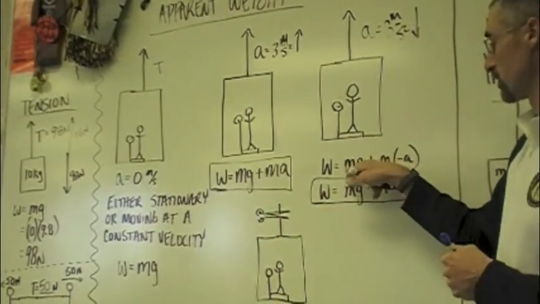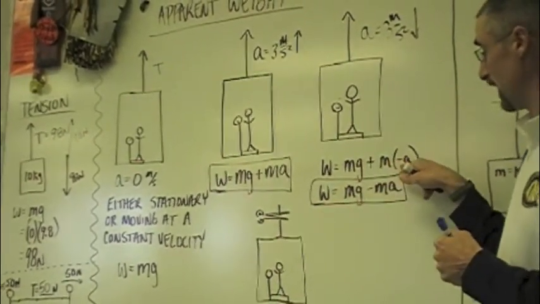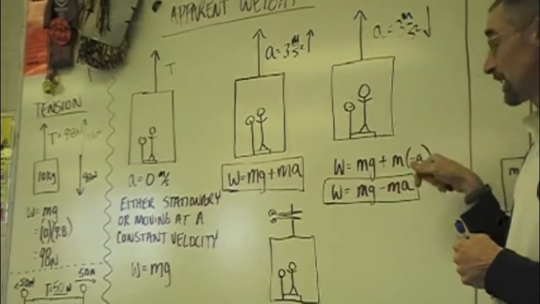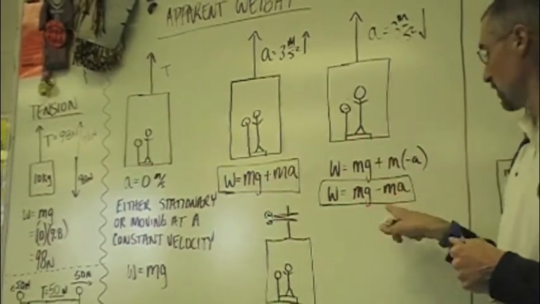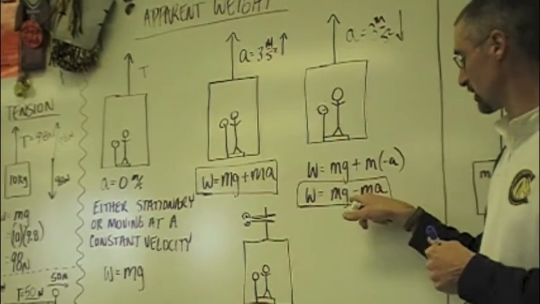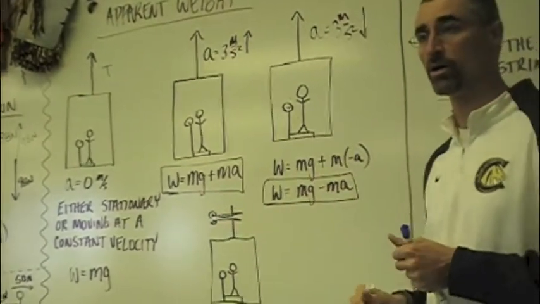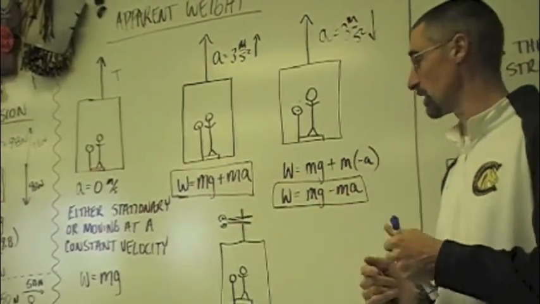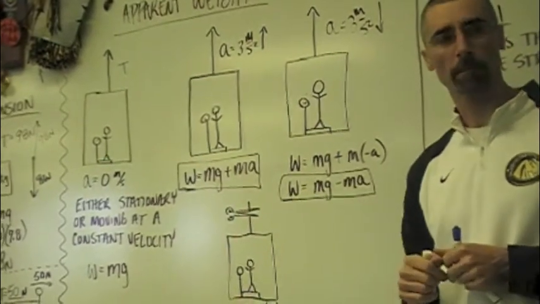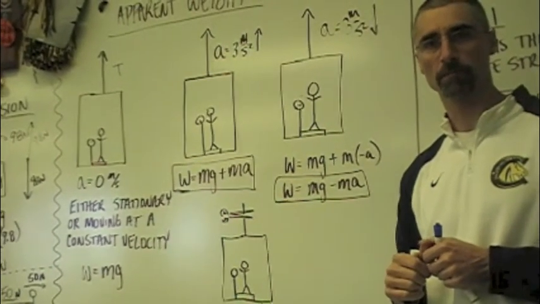And so really here you're going mg plus ma. But in this case, since a is going downward, it's a negative, which is going to make it subtractive off the weight or the tension that you're going to feel. What do you guys think? Does that make sense? Okay.